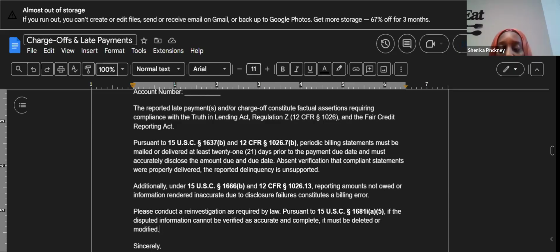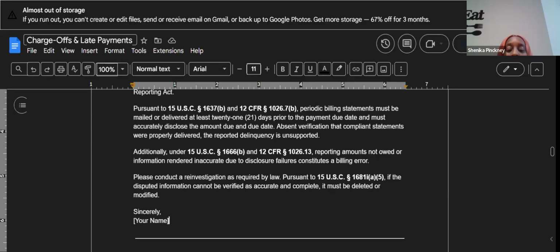1026.7(b). Periodic billing statements must be mailed or delivered at least 21 days prior to the payment due date and must accurately disclose the amount due and due date. Absent verification that compliant statements were properly delivered, the reported delinquency is unsupported. Additionally, under 15 USC 1666(b) and 12 CFR 1026.13, reporting amounts not owed or information rendered inaccurate due to disclosure failures constitutes a billing error.